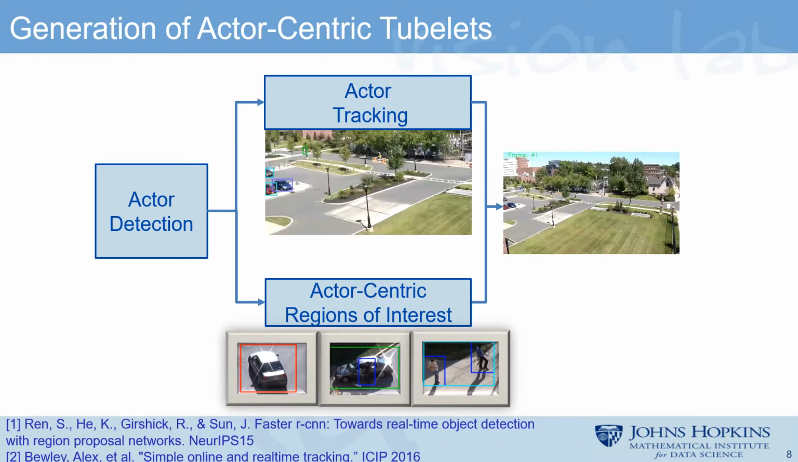Our tubelet extraction method starts by detecting actors, people, and vehicles using an off-the-shelf object detector trained on an external image dataset. Then these detections are tracked with an off-the-shelf tracker to help add temporal context and fill in missing actor detections. The resulting tracks, however, might be of non-interesting actors, such as stationary cars, and they do not have rich spatial context. This is why we also find actor-centric regions of interest per frame.